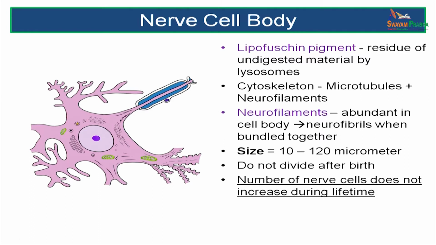The neuron also has a cytoskeleton made up of microtubules and neurofilaments. The neurofilaments are abundant in the cell body and they are bundled together. The microtubules help in transport of substances throughout the neuron. Remember always that the number of nerve cells never increases in your lifetime, as nerve cells do not have functional centrioles.